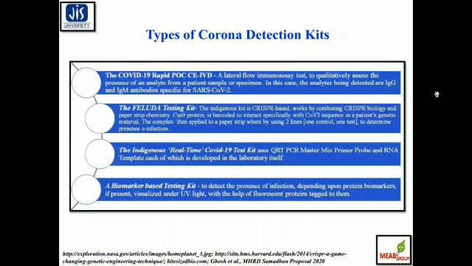Number 1, COVID-19 Rapid POC detection kit, a lateral flow immunoassay test to quantitatively assess the presence of an analyte from a patient sample or specimen. In this case, the analytes being detected are IgM and IgG antibodies specific for SARS-CoV-2.